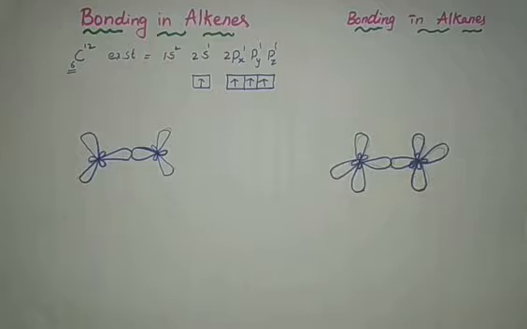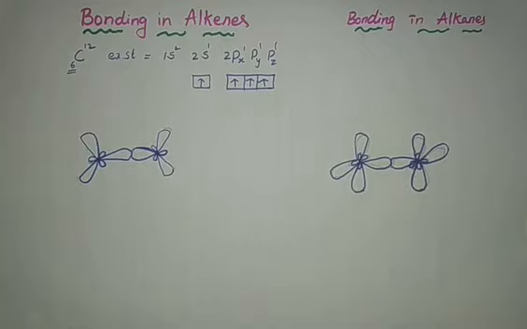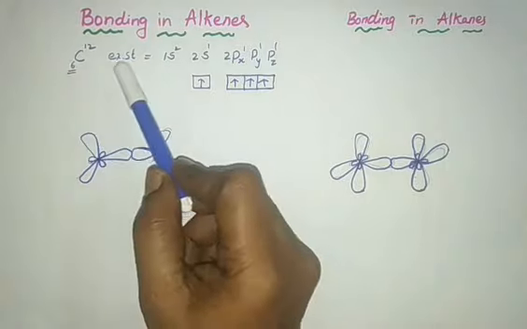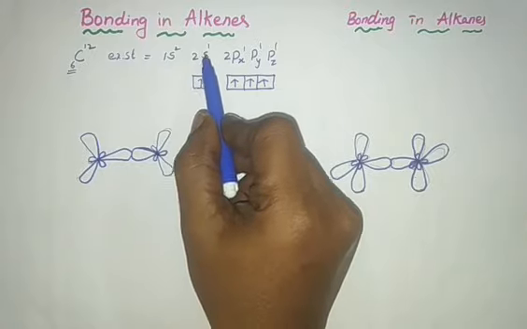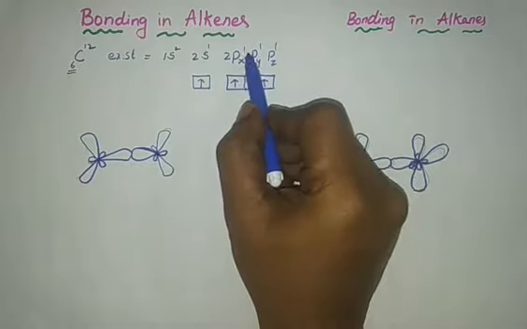Good morning, students. Now we'll see bonding in alkenes before going to the chemical properties of the alkenes. I'd like to repeat here, carbon atomic number is 6 and its excited state electronic configuration is 1s2, 2s1, 2px1, 2py1 and 2pz1, all 1 only.